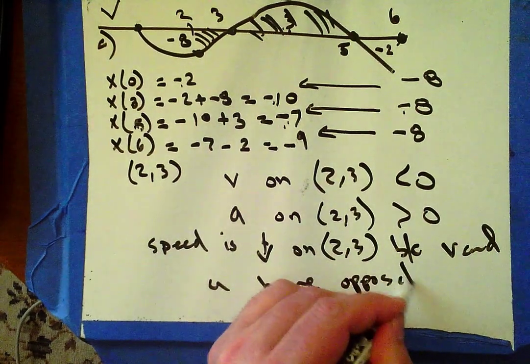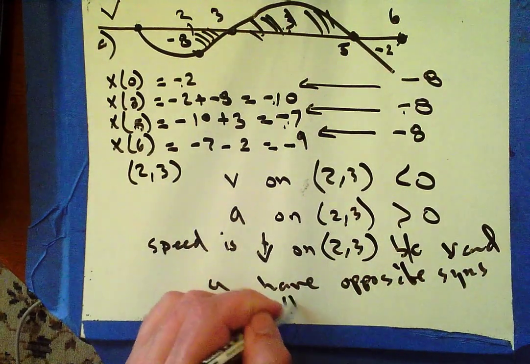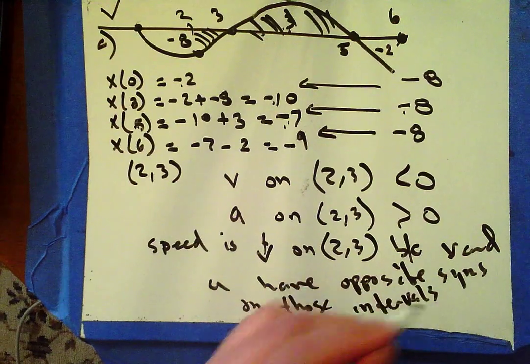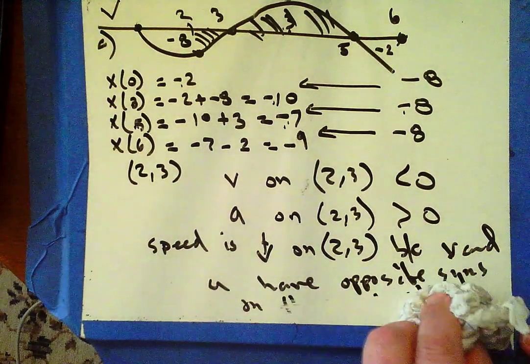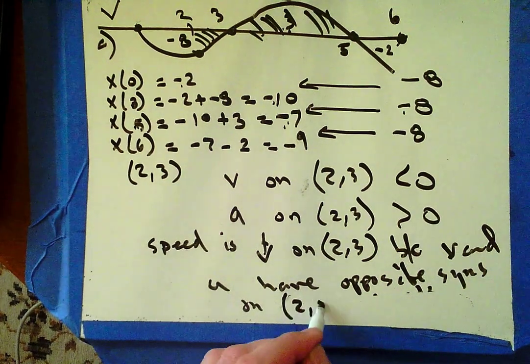because v and a have opposite signs on those intervals. And maybe instead of saying those intervals, we just say on 2 to 3.